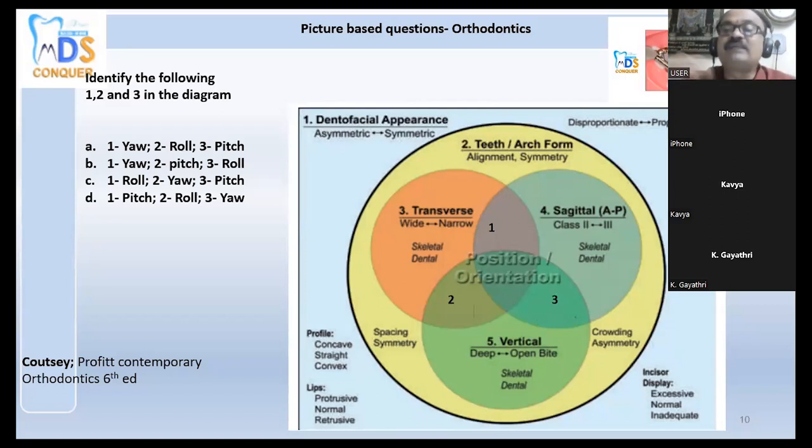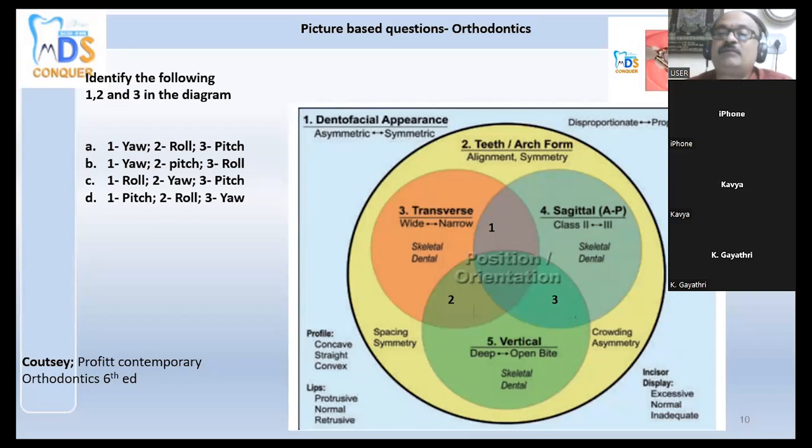The second one is roll. I ask them to remember right and left, R for R. It is the change in the vertical relationship between the right and left. So one side down, one side up. So this vertical relationship is the roll. It is a vertical malrelationship, and it causes a transverse disturbance also. On one side, the teeth go inside and on the other the teeth come outside. Roll is nothing but one side up and down, right and left disturbances. Remember that the right and left disturbances in height are called roll.